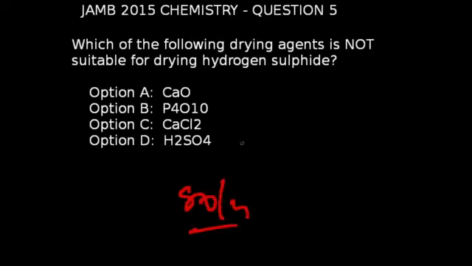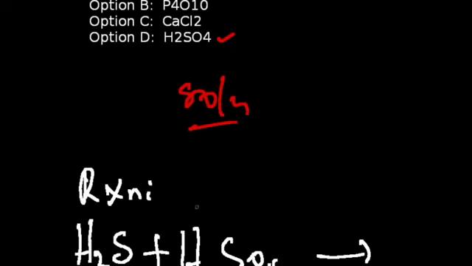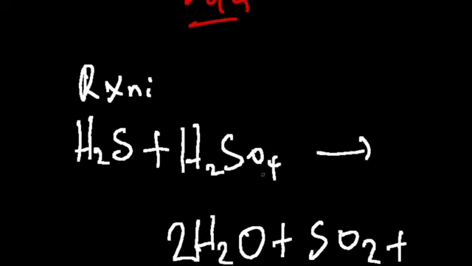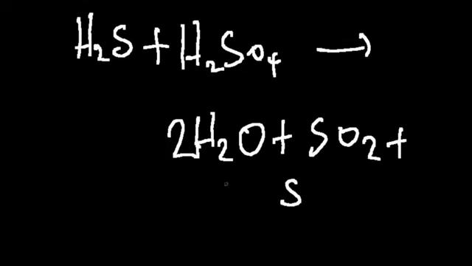Question 5 of JAM 2015 Chemistry exams is what we are looking at. Which of the following drying agents is not suitable for drying hydrogen sulfide? The correct answer to this question is sulfuric acid. Now, the reason is simple. This is because when you react hydrogen sulfide with sulfuric acid, hydrogen sulfide tends to oxidize sulfuric acid to sulfur, as seen in this reaction.